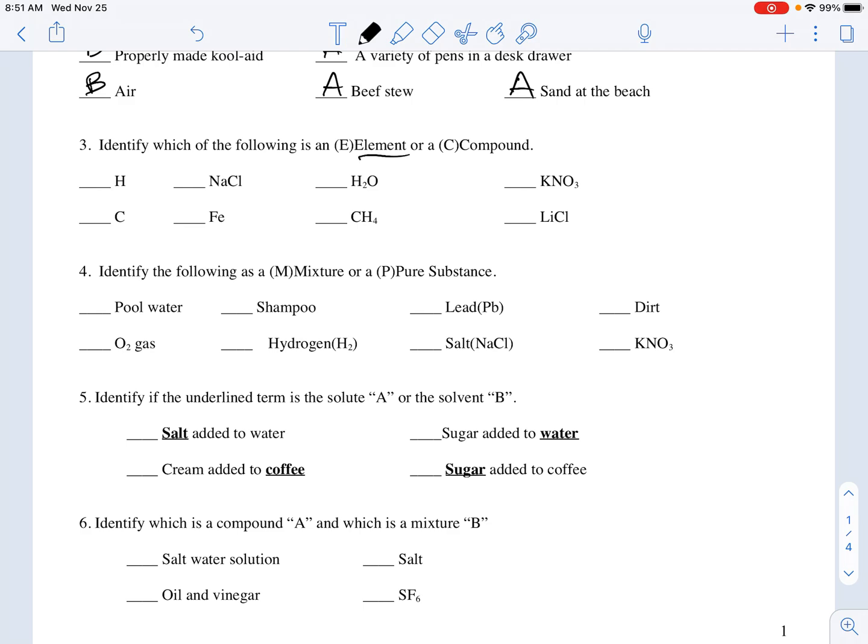Elements, that's a single symbol, so that'd be H, C, Fe, and that would be it. The rest of them would be compounds since I have multiple elements bonded together.